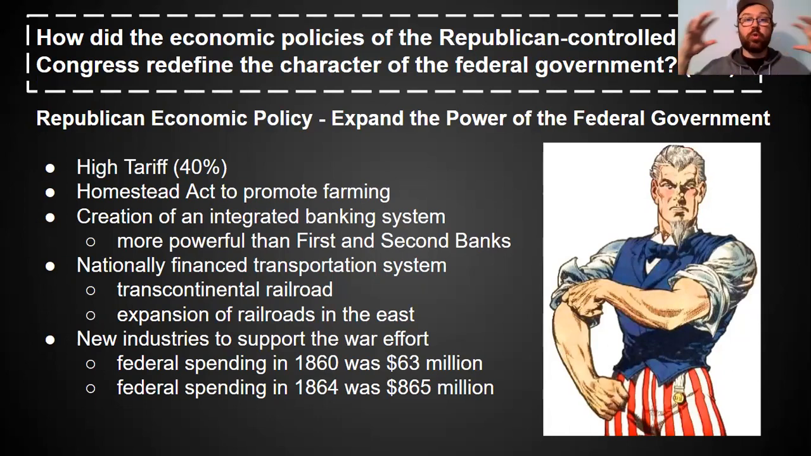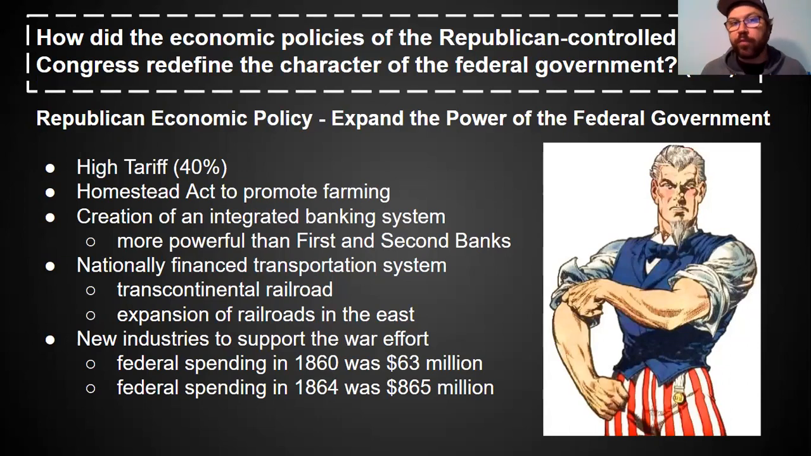That's how much the total amount of money that the federal government spent in 1860 was $63 million. In 1864, just 4 years later, it goes from 63 million to 865 million. So it increased by $802 million. I mean, that's monumental. Now, there's two things to think about that explains that.